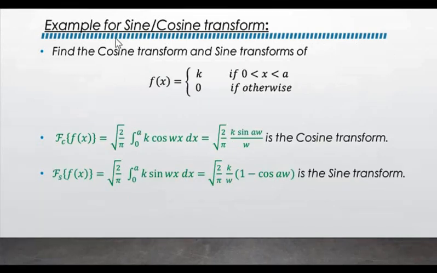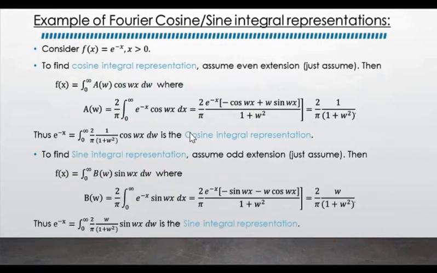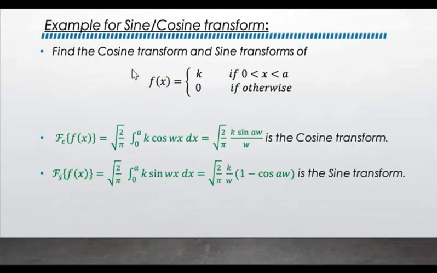So we'll see another example, because this was already done, and I want to give you another example. You can take a branch function f of x given as k for 0 less than x less than a and 0 otherwise. So the function is non-zero only in the branch 0 to a. So what is the Fourier cosine transform?